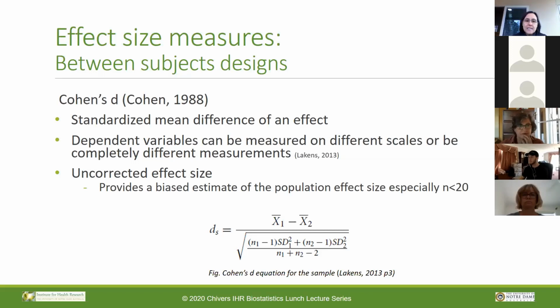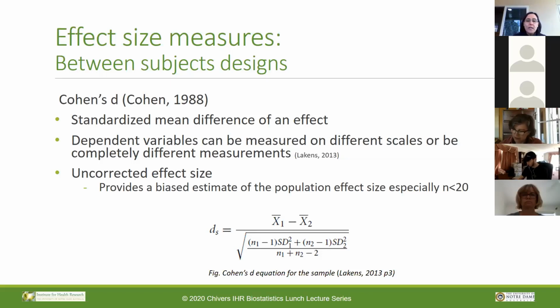So as I said, Cohen's D is a standardized mean difference of effect. The variables can be measured on different scales or different measurements. But something that's worth noting is that Cohen's D is actually an uncorrected effect size. So it's based on a sample and it might not necessarily be a true estimate of the population effect, particularly if your sample size is less than 20.